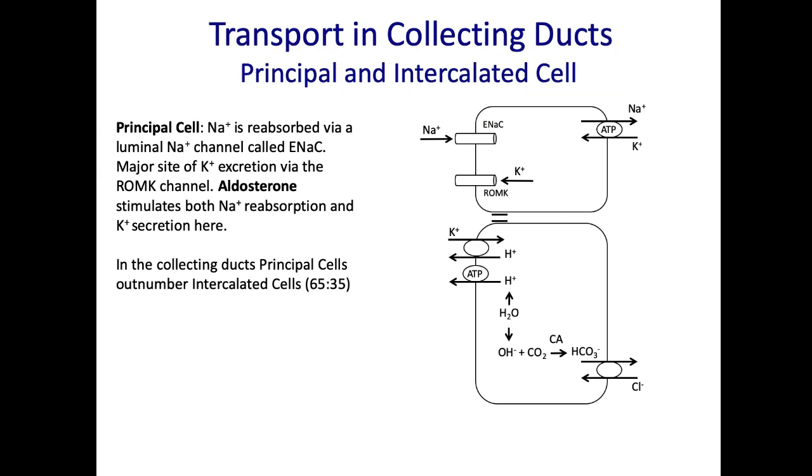So there's some important transport happening in the collecting ducts. There are two main classes of cells. The first cell is called the principal cell. It must be important because it sounds like it has an important name, right? So the principal cell does the following: it has a sodium channel called ENaC, epithelial sodium channel. So that's a good name.